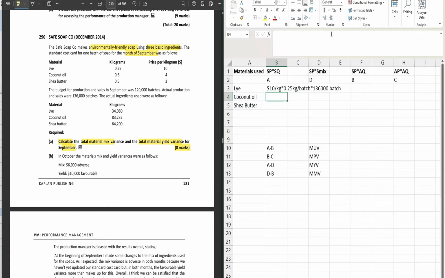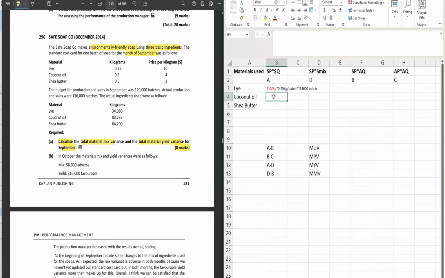Again, for coconut oil, the SP. So this 10 per kg is SP. I will highlight this in red, and the remaining is SQ. While doing the calculation for SQ, this is a point where many students make mistakes. Because in overall variance, this is a point where students struggle to find the figure. So you need to be very careful here, very careful, while doing the calculation.